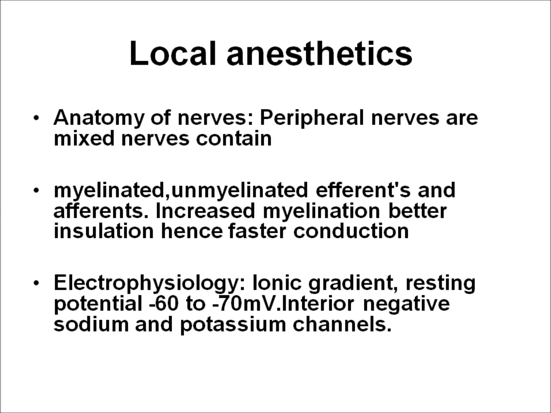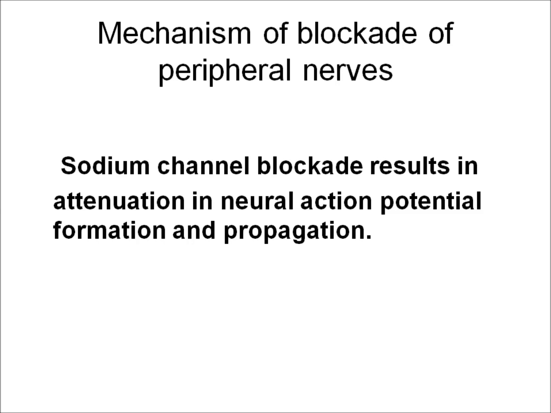Peripheral nerves are mixed nerves, and they contain both myelinated and unmyelinated efferents and afferents. Myelination is a better insulator, and this causes faster nerve conduction. We know that the interior of the nerve is actually negative compared to the outside. The negative value is somewhere between -60 and -70 millivolts. We know that depolarizing the nerve takes us above zero. Local anesthetics work because they block sodium channels, and this prevents the depolarization of nerves.